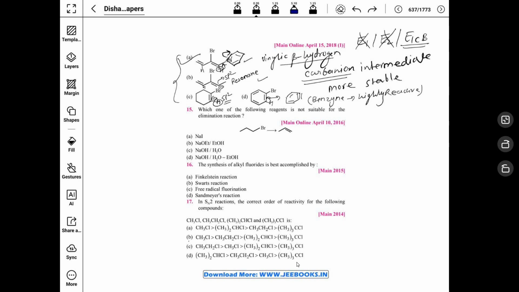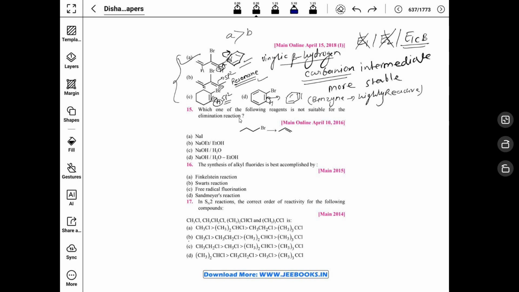But in this case, stabilization is only through a smaller number of resonating structures as compared to A. So A has more stabilization than B. Hence the correct answer is A. Now moving to question number 15.